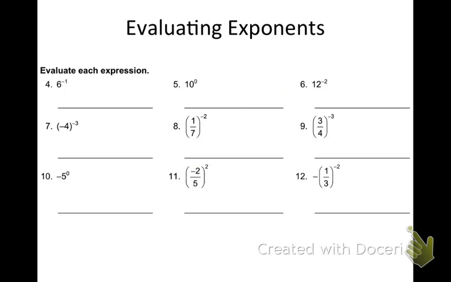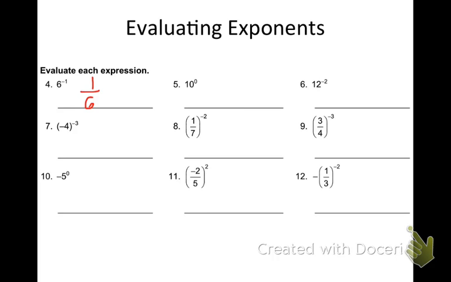So let's try some of these now. All right. Number 4. 6 to the negative 1st power. Do I like negative exponents? So where am I going to move it to? On the bottom. I get 1 over 6. Because I moved the 6 to the 1st, right? I was thinking about the 0 power. You were thinking the 0 power. You're right. So I get 1 over 6.